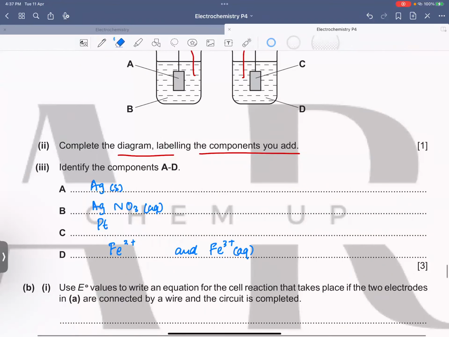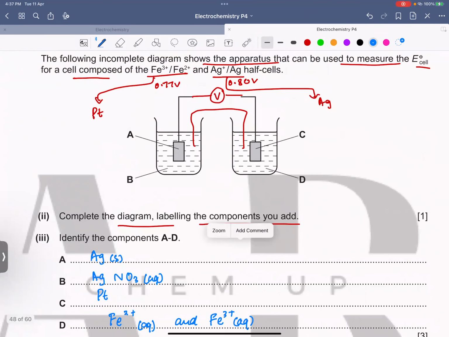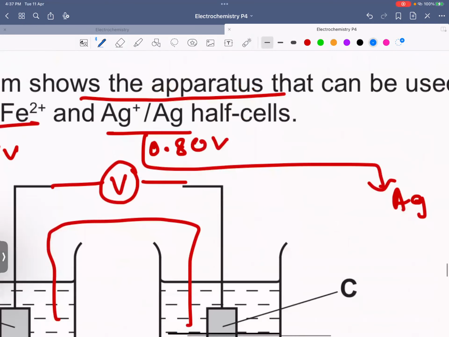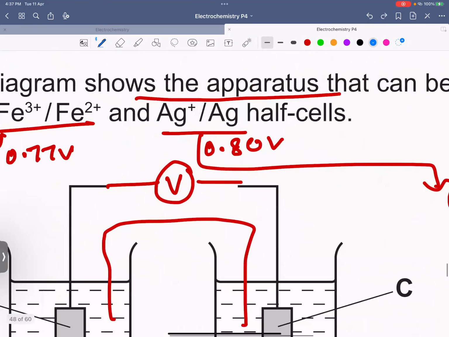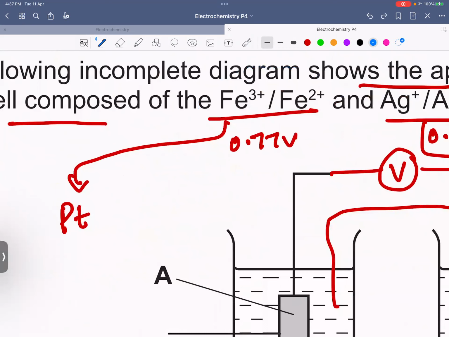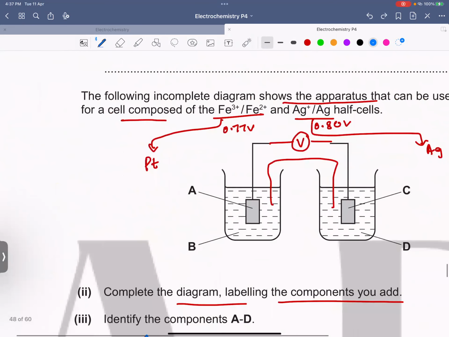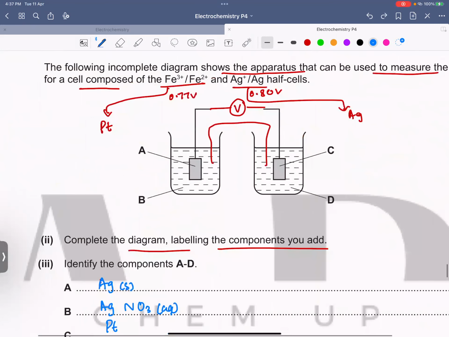Let me explain this point. Silver electrode, what do you not understand? Platinum is used in both. Because here there is no silver ion, it's a silver metal. So if it's a metal, then that metal must be an electrode. If you see here, both are ions, so that's why a platinum electrode is used over here. Is this clear to everyone?